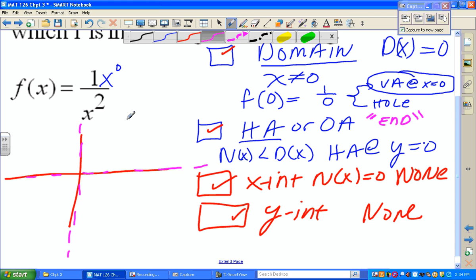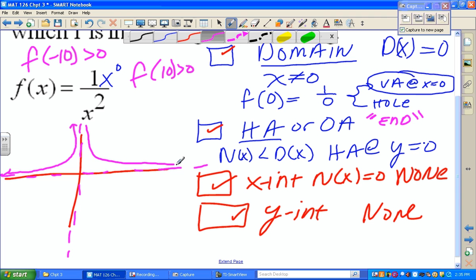You can plug in numbers. Like negative 10 is going to be positive, isn't it? If you put negative 10 into the equation, that's going to be positive. So that means out here, y is going to be positive. Can it cross the x-axis? No, so it's going to bend up like that. All right, what happens if I put in 10? Still positive. In fact, that's known as an even function because what type of symmetry does it have? That's not the x-axis. Y-axis symmetry. It's an even function.